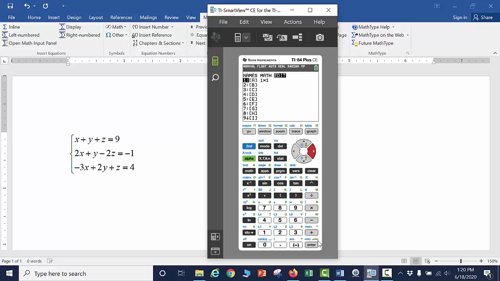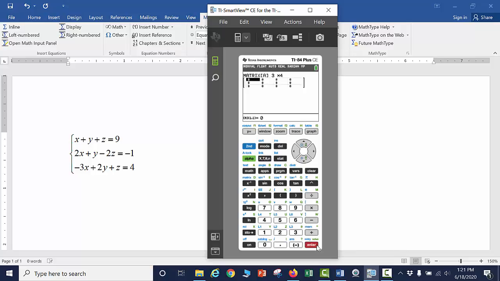And I'm just going to use matrix A here. So I enter. Now, here's the thing. We've got to choose the dimensions. Now notice this has 3 equations. So we're going to have 3 rows. But as far as columns go, we're going to have a column for X, a column for Y, a column for Z, and then a column for what's over here, these constants. So I'll put a 4.